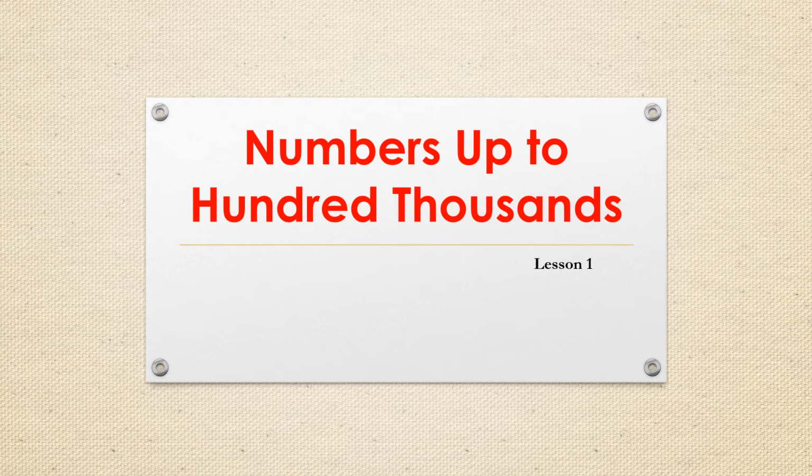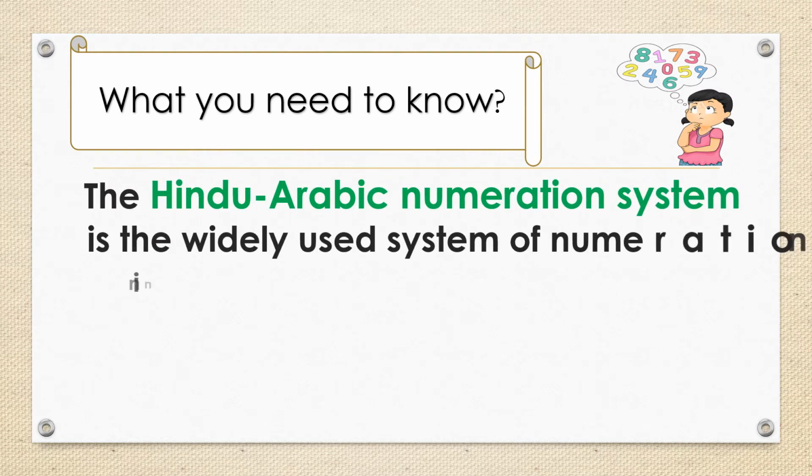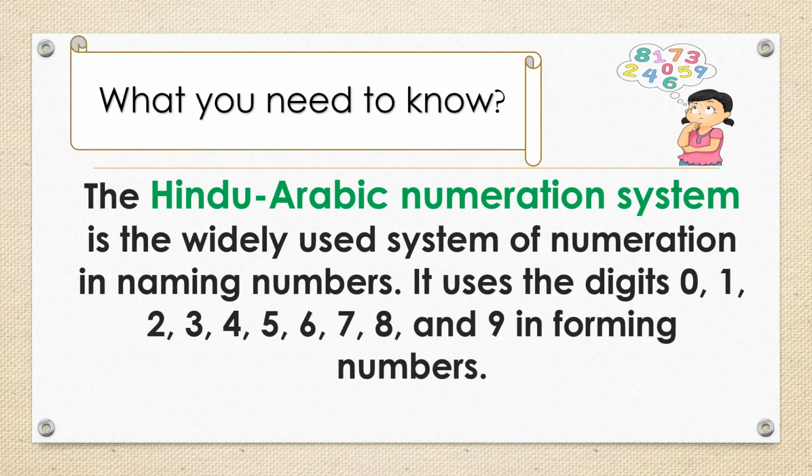Our first lesson for this quarter is all about numbers up to hundred thousands. What you need to know. The Hindu-Arabic numeration system is the widely used system of numeration in naming numbers. It uses the digits 0, 1, 2, 3, 4, 5, 6, 7, 8, and 9 in forming numbers.